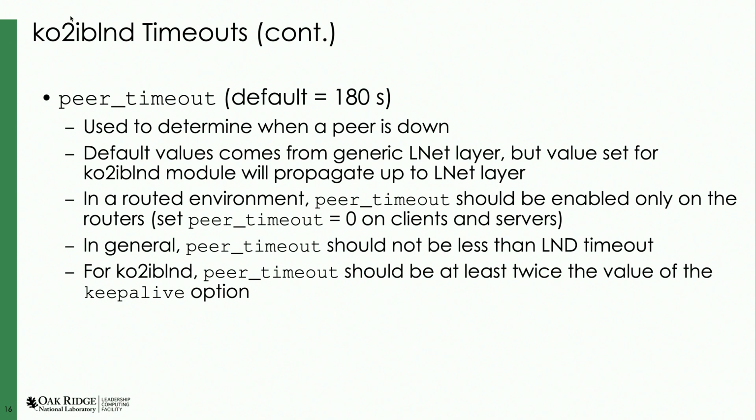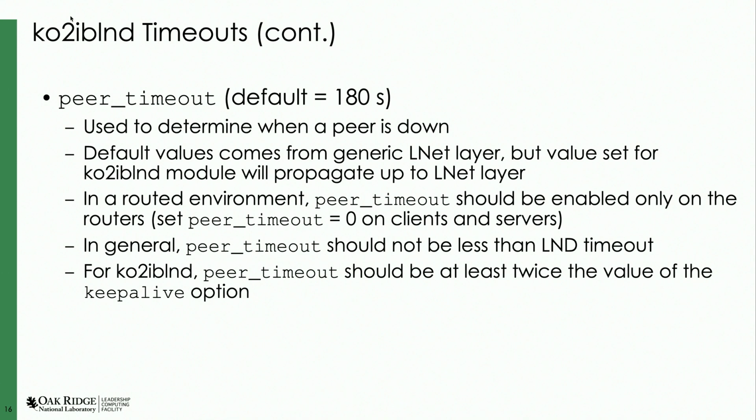One other timeout with the ko2iblnd is the peer timeout, and this is used to determine when a peer is down. It defaults to 180 seconds. The default value comes from the generic LNet layer, but if you set this value at the ko2iblnd level, it will actually propagate up to the generic LNet layer too. According to the Lustre manual, if you had a routed environment, you would set this on the routers, but not on the clients and servers. But if you don't use routers, there can be some benefit from actually enabling it on them.